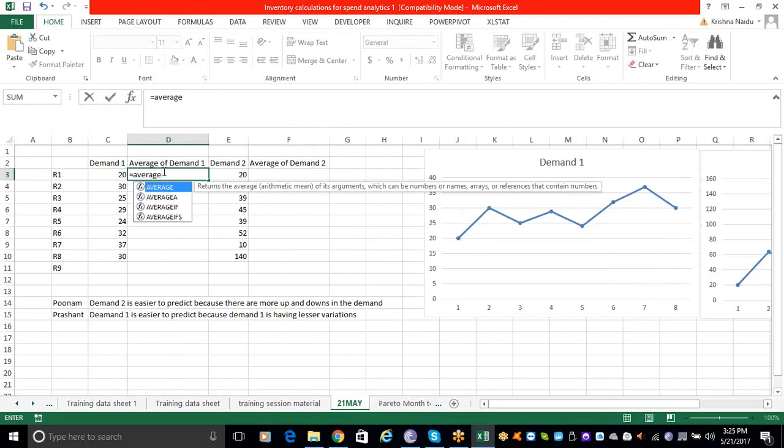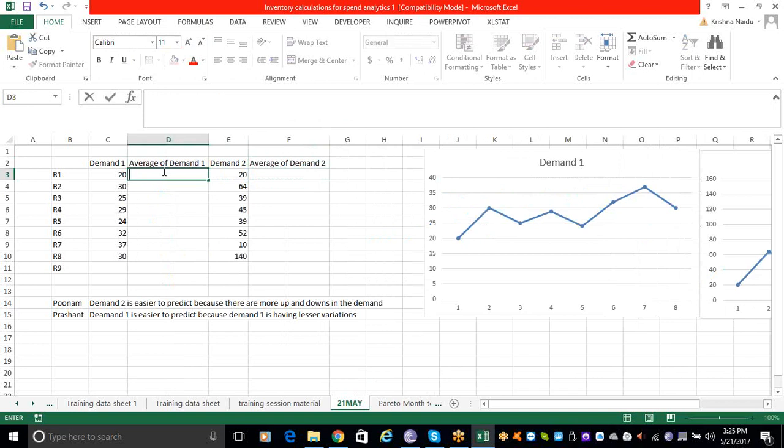Now my question is not how can you predict. My question is which is easier to predict. We'll go to that point. The first question is which is easier to predict and why. So as per you, demand two is easier to predict because there are more ups and downs.